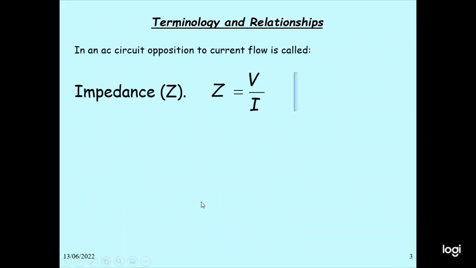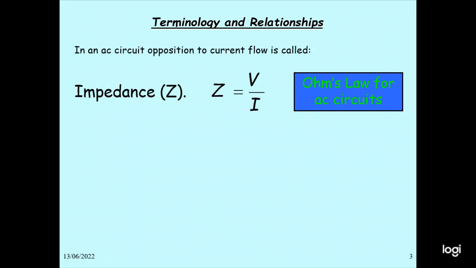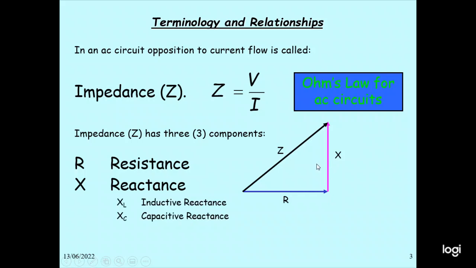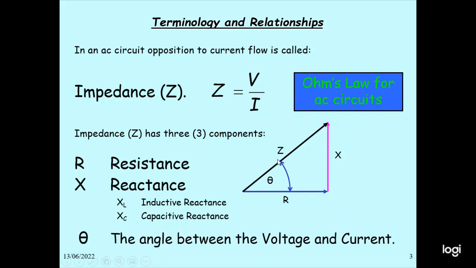So this is for the impedance. The impedance equation is Z equal to V divided by I. This is Ohm's law for the AC circuit. Impedance Z has three components. That will be a resistance, this is the horizontal line, R. Inductance is the upward line, XL is an inductive reactance, XC is a capacitive reactance, Z is the impedance. This angle theta is the angle between voltage and current. So this is the component of the resistive AC circuit. This is called the impedance triangle.